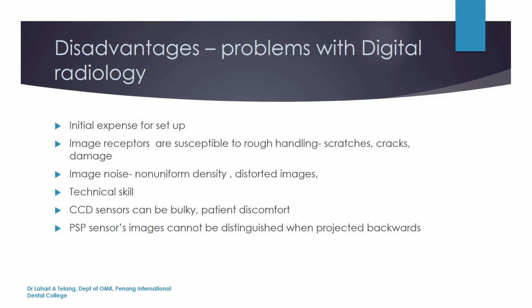The CCD sensor can be bulky, and sometimes patients might complain of discomfort when you're trying to take a lower molar radiograph and placing the sensor inside the mouth. And if you really want to push it down to see and not cut off the apices of the teeth, especially when you're placing the sensor in cases where there's already a rubber dam present, it can be quite difficult with the clamp in place and trying to push the sensor into place. The PSP sensor images again cannot be distinguished when they're projected backwards. That's again something which can be overcome, not a major disadvantage, but something that needs to be taken care of.